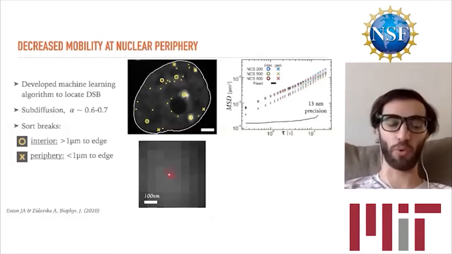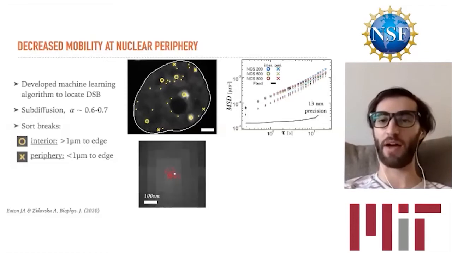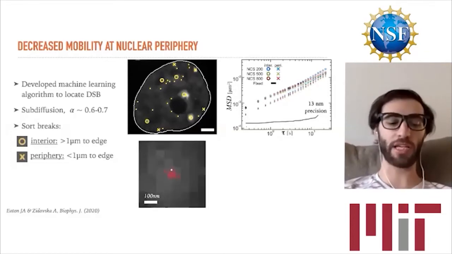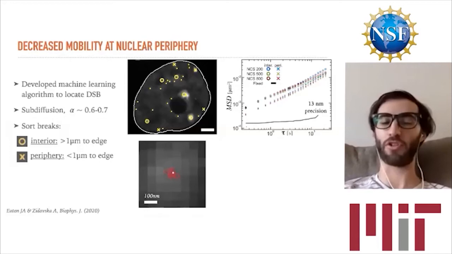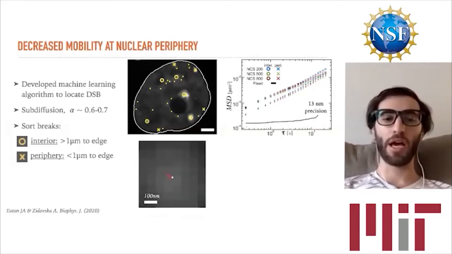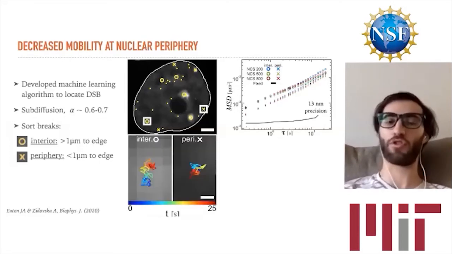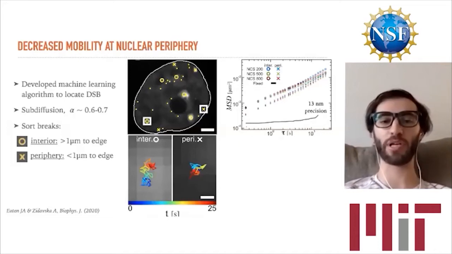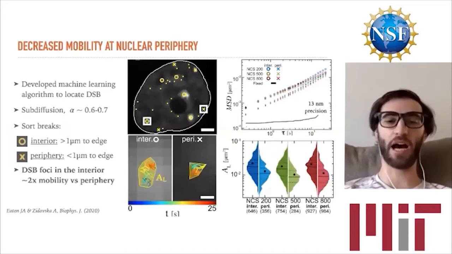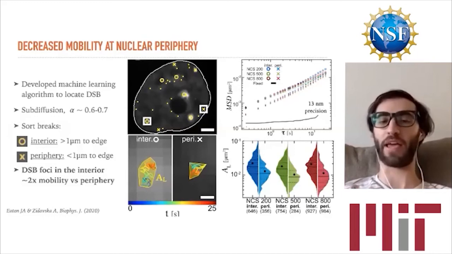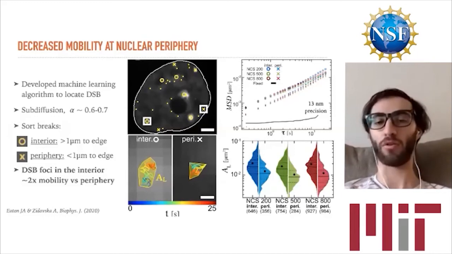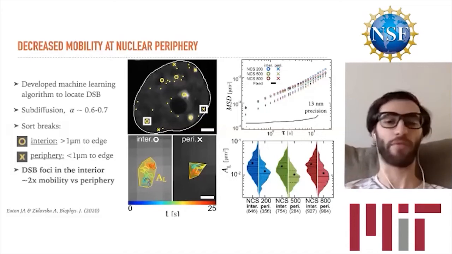But we can actually do a lot better than just this average mean square displacement right here. We can look at each DSB in the population and compare the distributions of those mobilities. And so what we do is we look at the trajectory of a particular double-strand break foci, and we fit a convex polygon over that trajectory. And the area of that polygon, which we call AL, or the area traveled over long time, 25 seconds, gives us a measure for how mobile our double-strand break foci are.